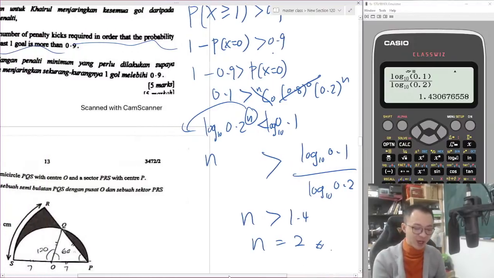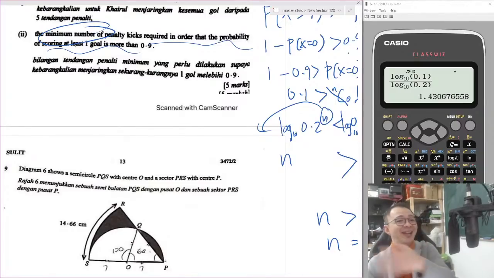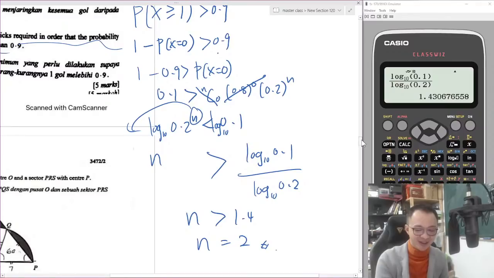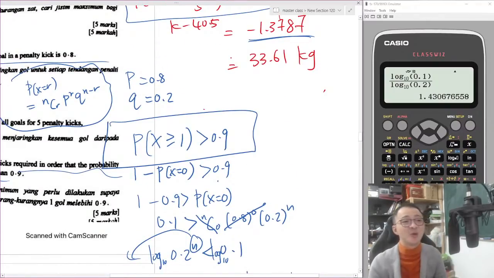This is the reason why they ask about the minimum number, right? Because when my N is bigger than 1.4, I can get 2, 3, 4, 5, 6, 7, 8, 9, 10, and so on. So what is my minimum value here? Among 2, 3, 4, 5, 6, the minimum is 2, isn't it? So therefore, my N equals 2. This is how you get this 3 marks. It's a bit complicated to write. I think the hardest part is to write out this inequality. If you can write out the inequality, normally you can do these questions.